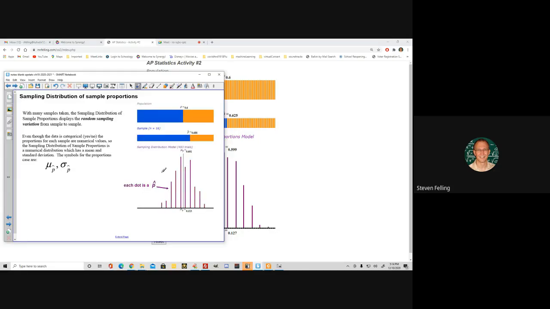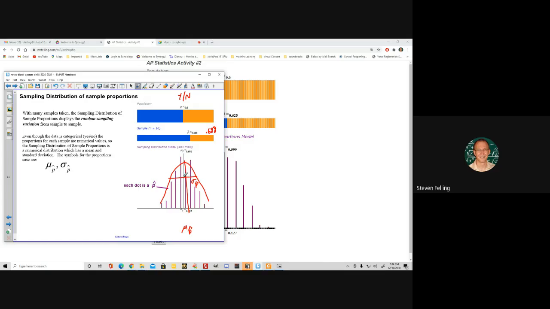Even though this is not a numerical variable, it's a yes or no variable, once I find a percentage, that percentage is numerical. This is a number, 0.688. And so this distribution is numerical down here. So it has a shape, it has a mean that we call the mean of the p hat values, and it has a standard deviation that we call the standard deviation of the p hat values. So these are the symbols for the sampling distribution of sample proportions. Yesterday we talked about sampling distribution of sample means. Now we're doing sampling distribution of sample proportions.